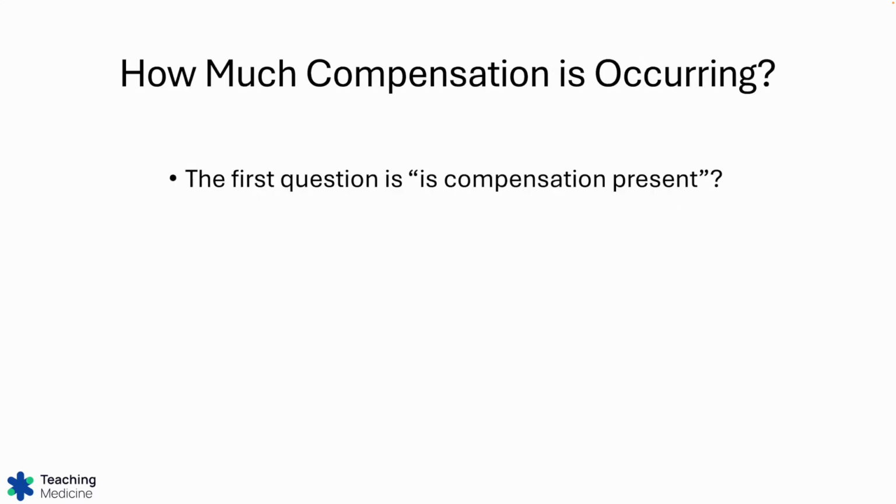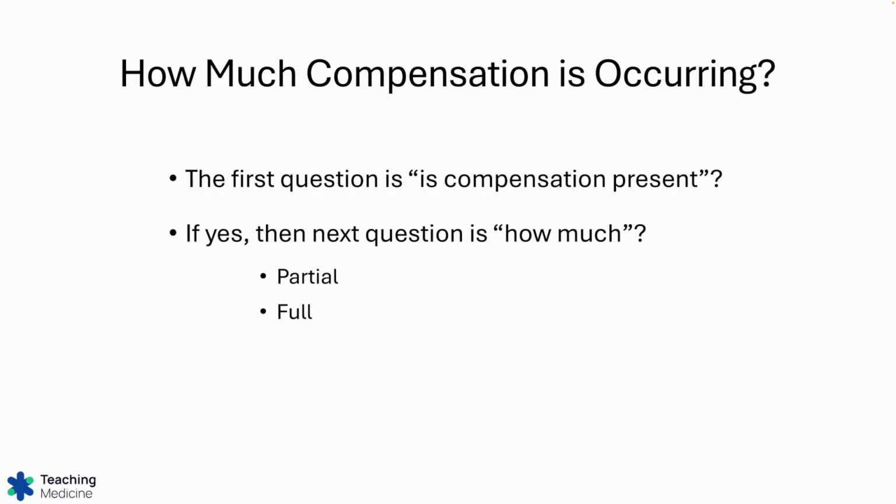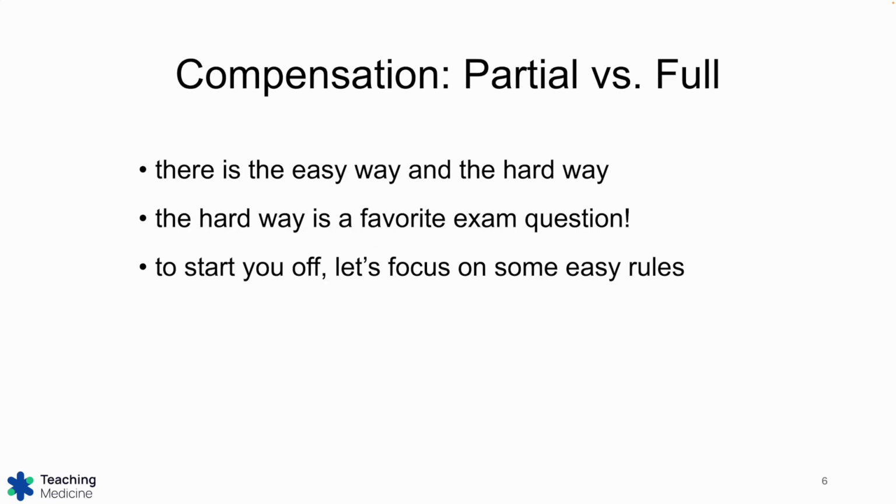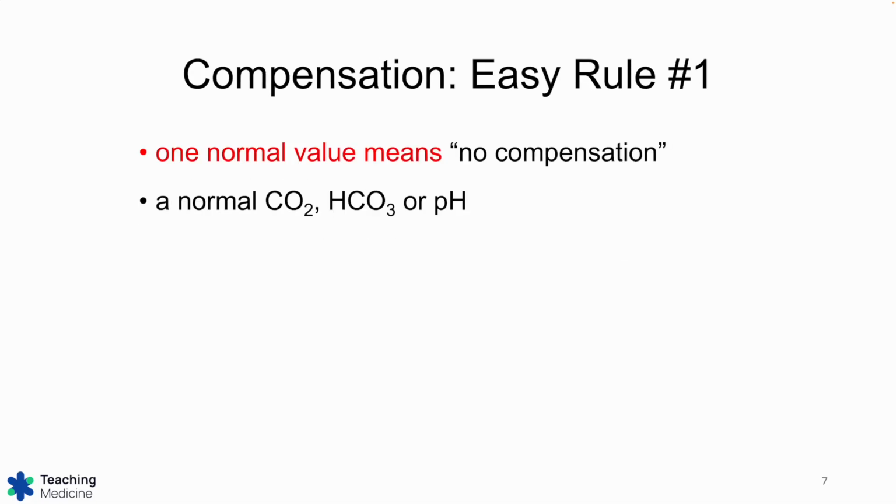So the first question you're going to ask when you're trying to figure out if compensation is occurring and how much, question number one, is compensation present? And if yes, then the next question is how much? And the answer is going to be either partial compensation or full compensation. There's, in my opinion, two different ways to do this, the easy way and the hard way. The hard way is a favorite exam question. And to start you off, let's focus on the easy way, some of the easy rules.